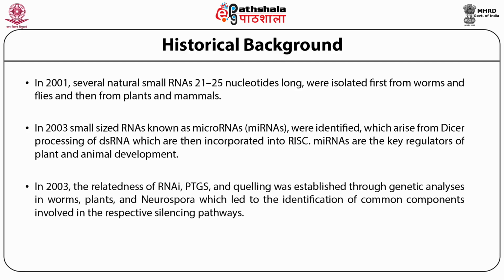In 2003 itself, the relatedness of different phenomena, namely RNA interference, PTGS, and quelling, was established through genetic analysis in worms, plants, and Neurospora, which led to the identification of common components involved in the respective silencing pathways. Till then, these were considered to be separate phenomena. PTGS is now believed to be an equivalent of RNAi in the plant system.